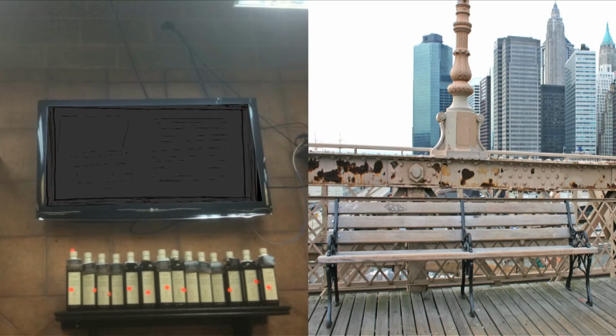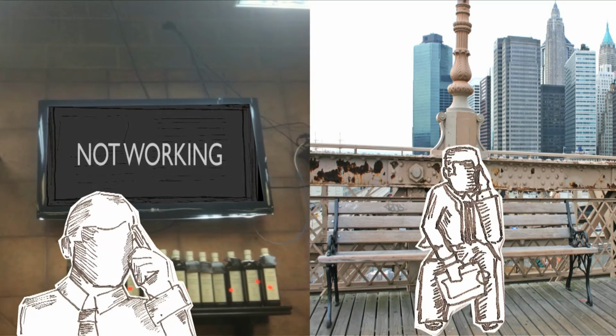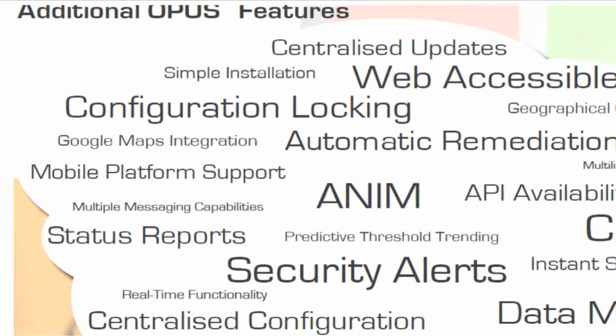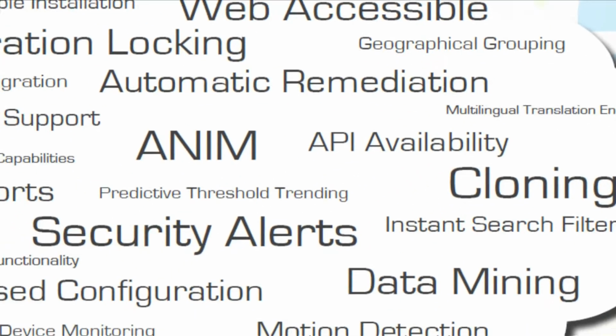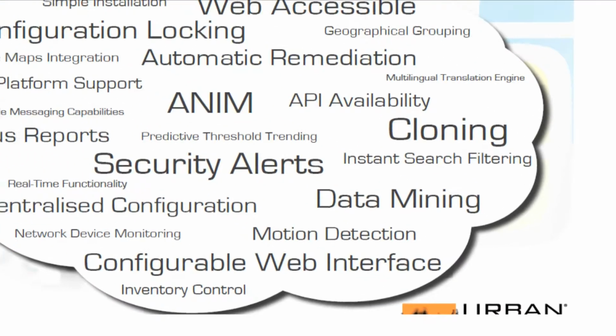Or should you wait until your client calls to ask why the screen network is showing a pop-up box instead of their advertisement? Wouldn't it be good if the displays told you what was happening? OPUS can tell you if your screens are on or off, receiving a good signal, or whether your content is playing or not, and many, many more features.